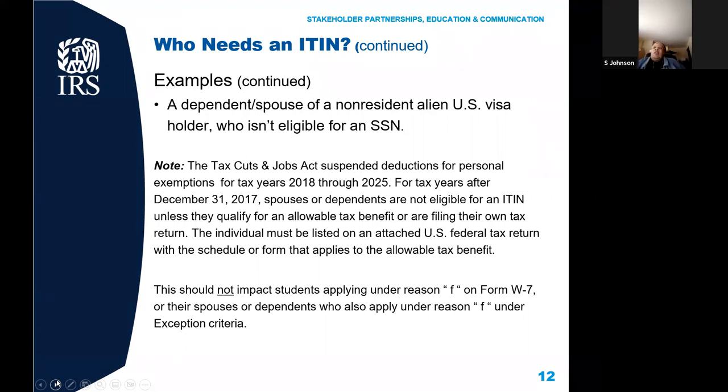So what they were saying here is that in order for the person to be listed to get a credit, they have to be listed on the tax return. Okay. This information does not impact people who are holding under reason code F on the application, the W-7, and their dependents. F on the W-7 is a non-resident alien who's a student, a professor, or a researcher. So it's just some changes as far as the tax law.